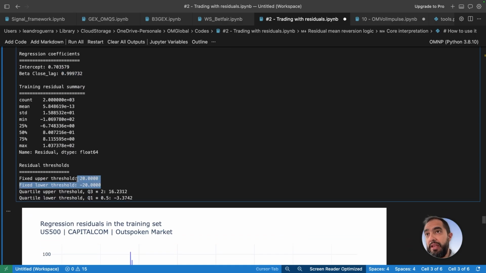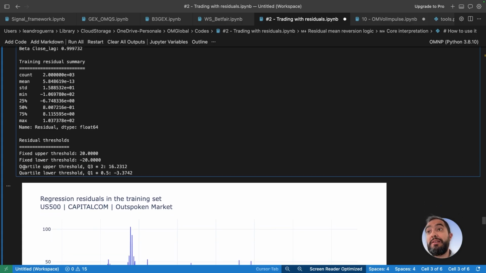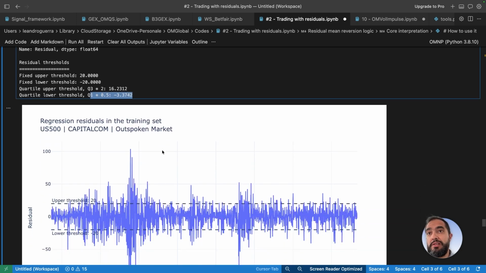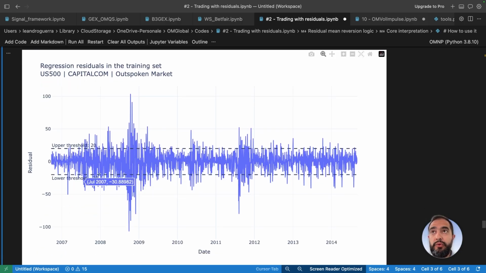Then the thresholds that we have set. The fixed upper threshold is 20, the lower is minus 20, and then the quartile ones are based on the rule that we did. So if we plot only the residuals, that is the first plot we did, we are going to see something like that.